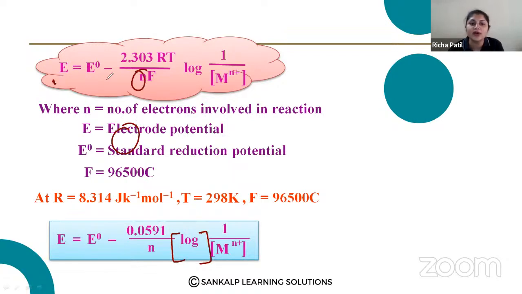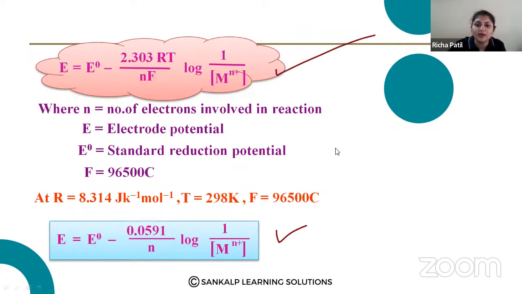E is your electrode potential, E naught is the standard reduction potential, and F is Faraday's constant. With R equal to 8.314 joule per Kelvin per mole, temperature 298 Kelvin, and Faraday equal to 96,500 coulombs, E equals E naught minus 0.0591 divided by n log of 1 by concentration of M^n+. This is at standard temperature. So this is the Nernst equation. Remember these two equations, very important, as you will be solving some questions based on them.